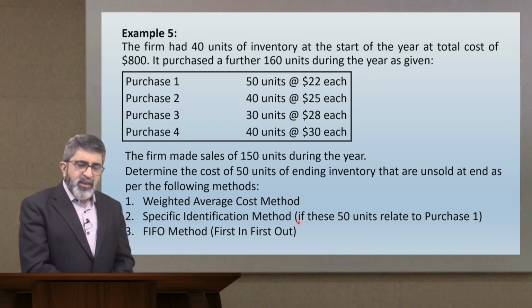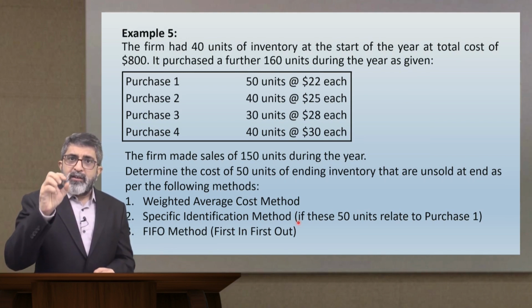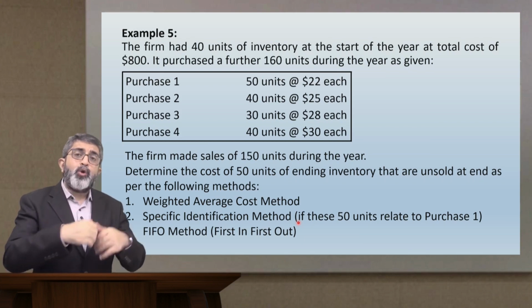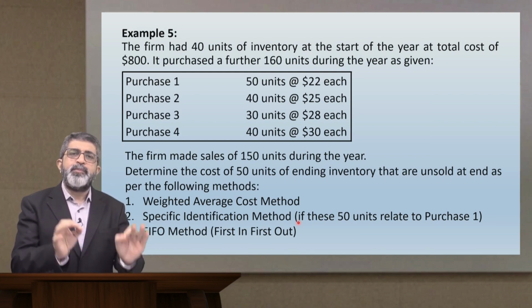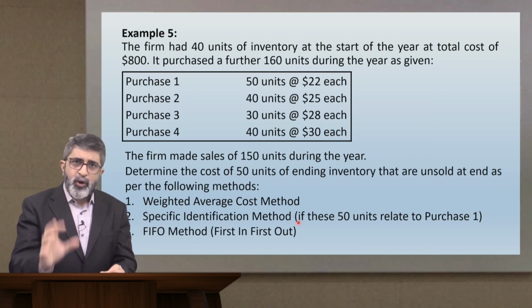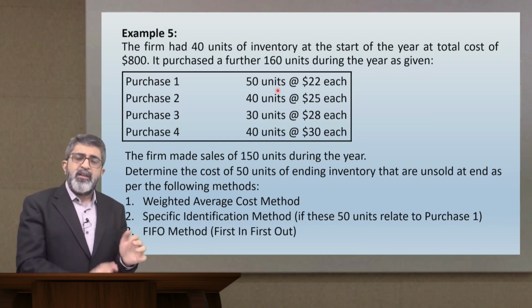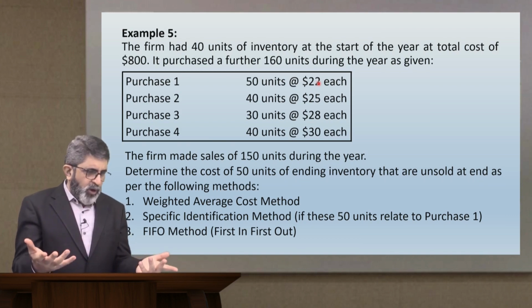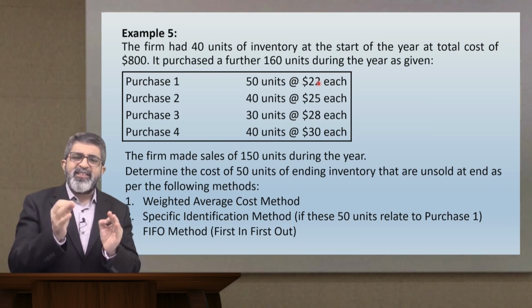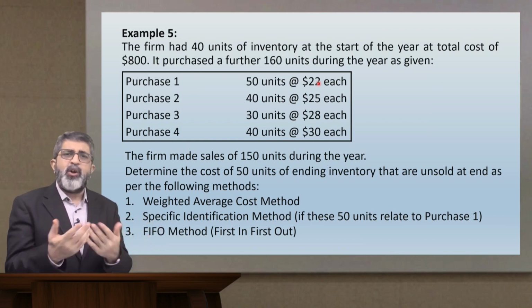The specific identification method is actually very simple, because here you will be informed which lot of purchase the leftover inventory is out of. Simply value the inventory as per the specifically identified purchase lot. That means here 50 units relate to purchase 1, and how many units did you purchase in purchase 1? It was 50 units. So 50 units multiplied by $22 will give you $1,100. That is the answer for the second part of this example. Straight and simple.